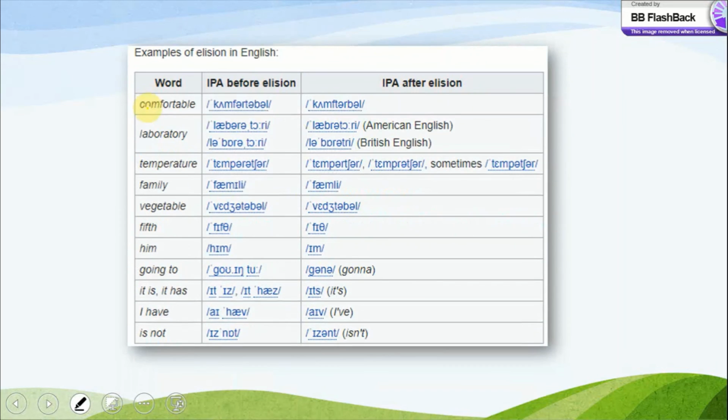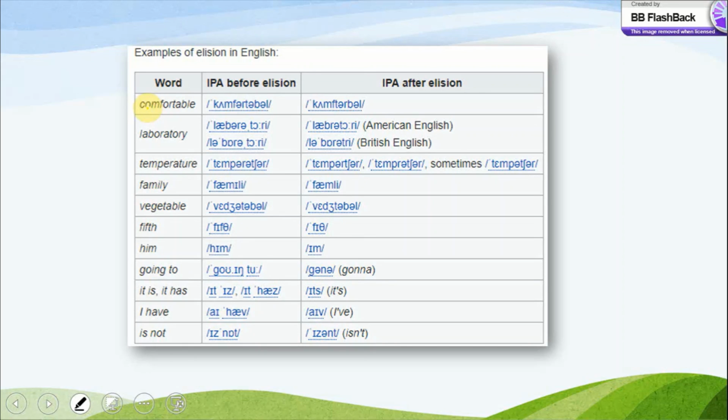A few more examples, which are IPA approved. Instead of saying comfortable, we say comfortable. And instead of saying comforter, we say comforter. Laboratory, in American English, it's laboratory. Temperature, temperature is the actual pronunciation, but we say temperature. Family, but we say family. Vegetable, but we say vegetable. We are dropping one sound in every one of these after elision. Fifth, we say fifth. Him, we say him.